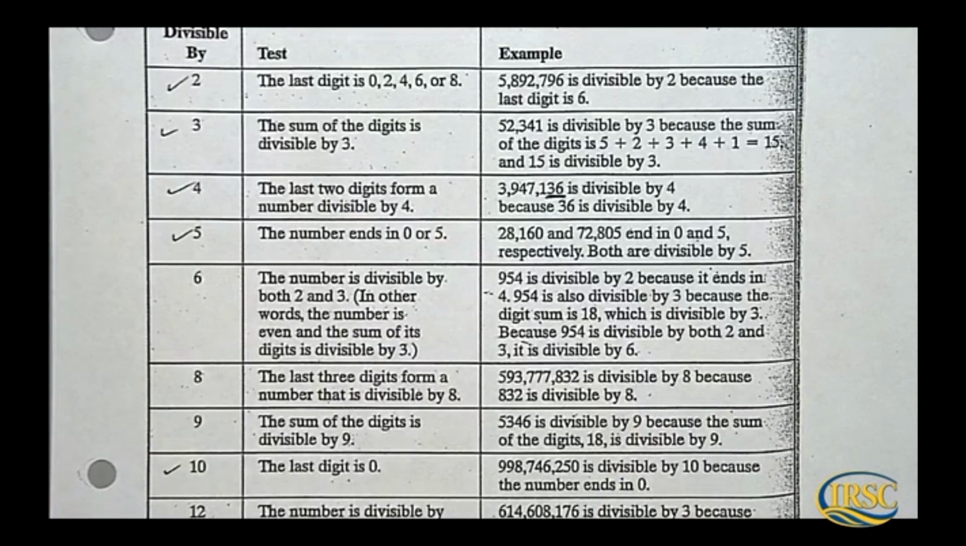Jumping down to number 6. Number 6 doesn't necessarily have a trick of its own, but notice that you can get a 6 by multiplying a 2 and a 3. So if the number is even, it's divisible by 2. And if the trick for number 3 works on that number, so if both 2 and 3 work, then 6 is also going to divide into that number as well. So that's how you know for 6. If 2 and 3 work, 6 works. Not every number has that. Just because other numbers are factors of it doesn't mean it works, but number 6, that is the trick.